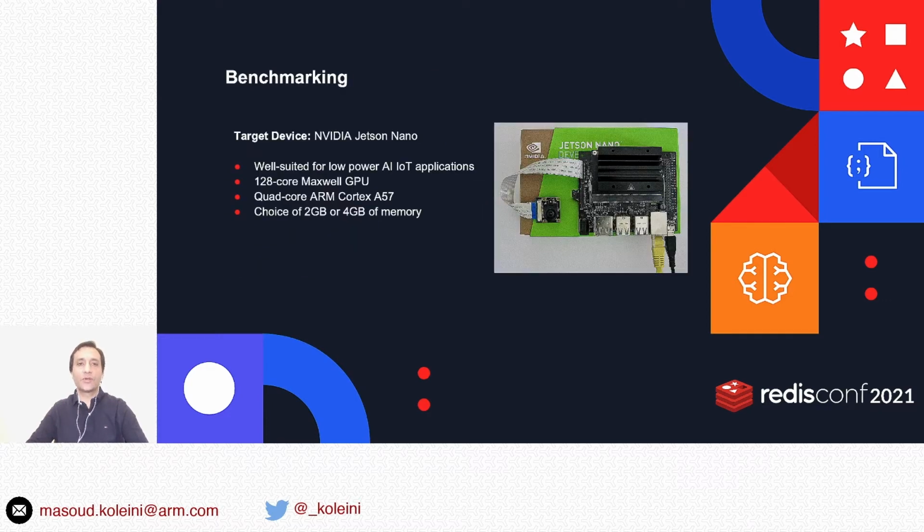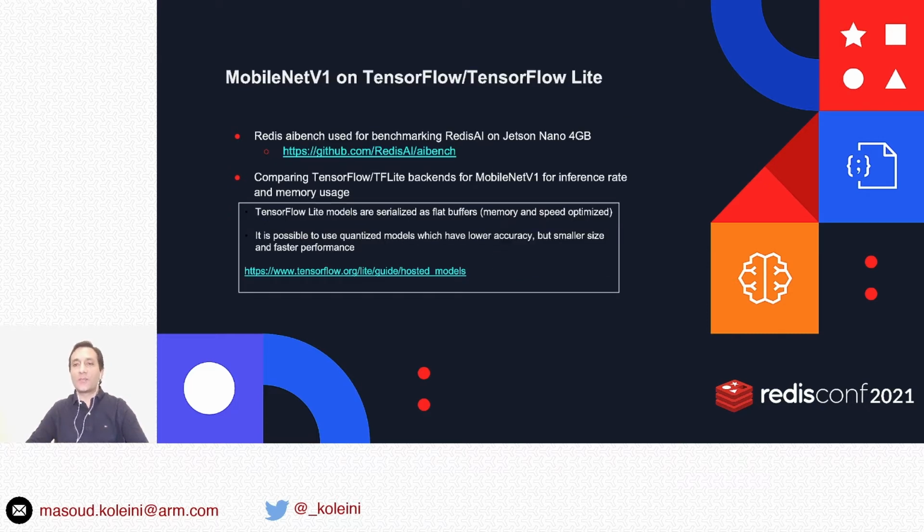For the benchmarking, we are using NVIDIA Jetson Nano. It is well suited for low-power AI IoT applications, with 128-core Maxwell GPU, quad-core Arm Cortex A57, and choice of 2 GB or 4 GB of memory. For benchmarking, we use AI Bench, a benchmarking tool for RedisAI. Here on this slide, there is a link to the repository for everyone that would be interested in reading the code and to find out how to run the benchmarks.